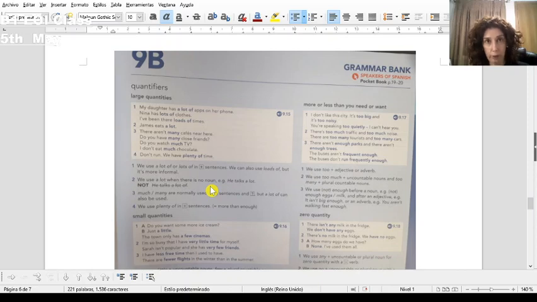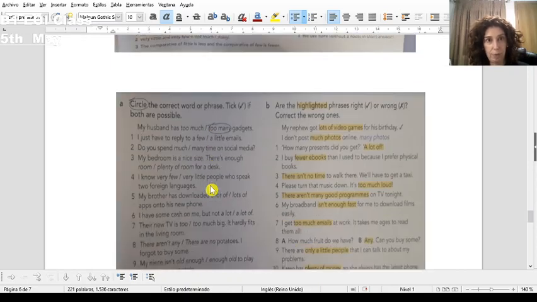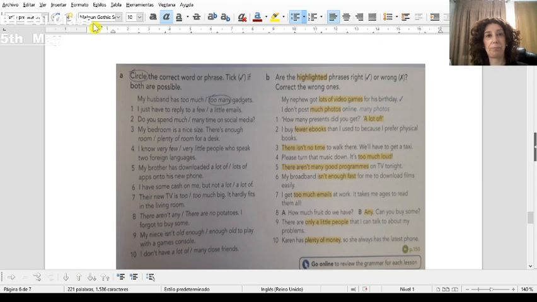Then read the Grammar Bank, take into account my explanation, and what do you have to do for homework? Què heu de fer per a deures? Això. A and B for next Thursday. Then, exercise A. Circle the correct words. Tick if both are possible. Bueno, si pot ser les dos possibles, fiqueu un tick. Si no, circle the correct one.